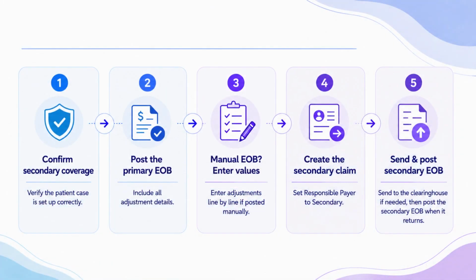That's the full secondary billing workflow in Cairo HD. To recap, confirm the secondary coverage is set up and marked correctly on the patient's case. Create the primary claim, then post the primary EOB with all adjustment details filled in. If it's a manual EOB, you have to enter those values yourself, line by line. Then create the secondary claim with the responsible payer set to secondary, sent to clearinghouse if needed, and then post the secondary EOB when it comes in.